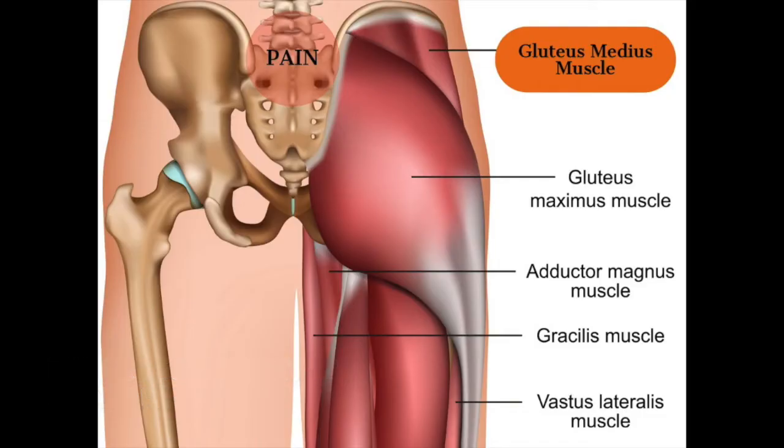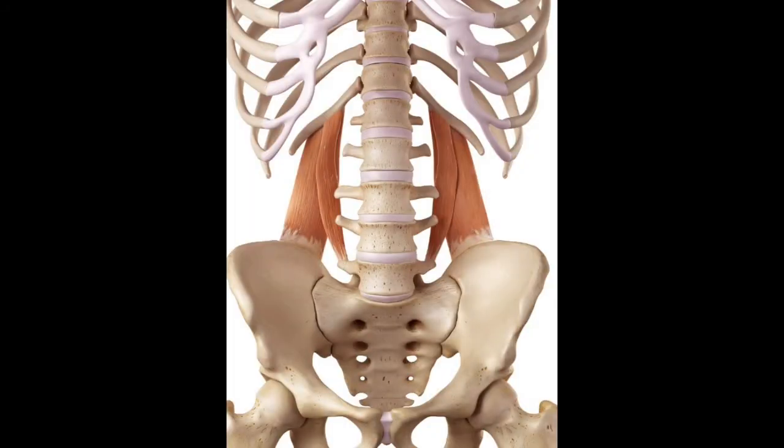The major players involved in low back pain begins with the glute medius. Glute medius controls abduction, which is lateral movement, moving away from the body. Stabilization and movement of the spine is done by the Quadratus Lumborum.